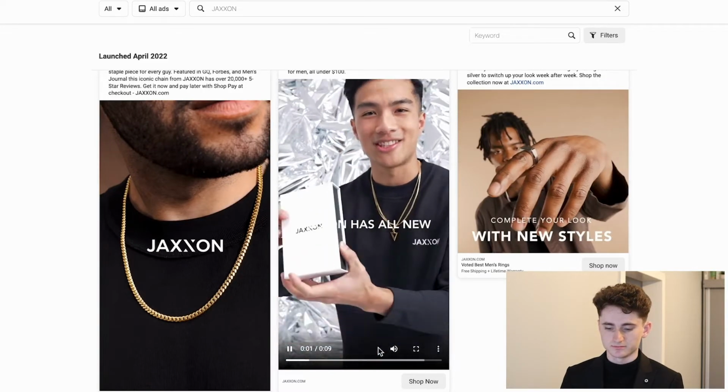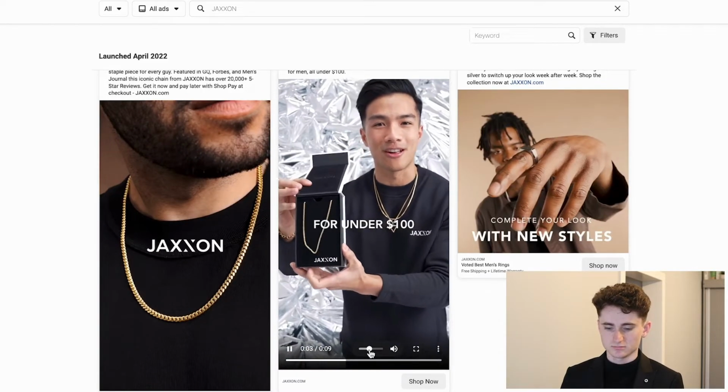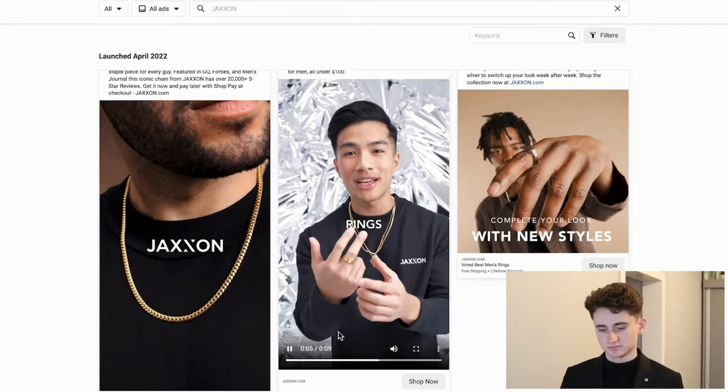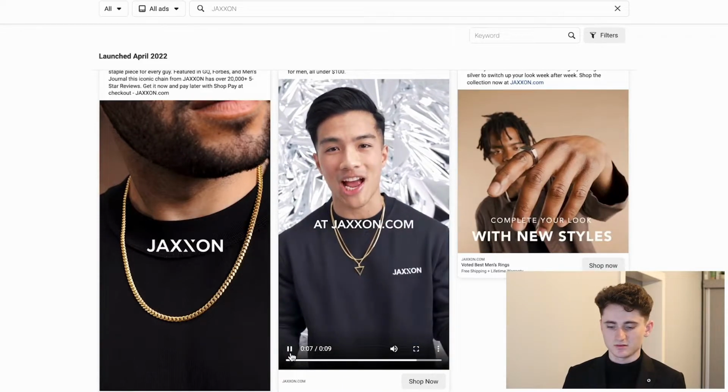Yo, check this out. Jackson has all new men's styles under $100. You get chains, pendants, rings, bracelets, all for under $100 at jackson.com.